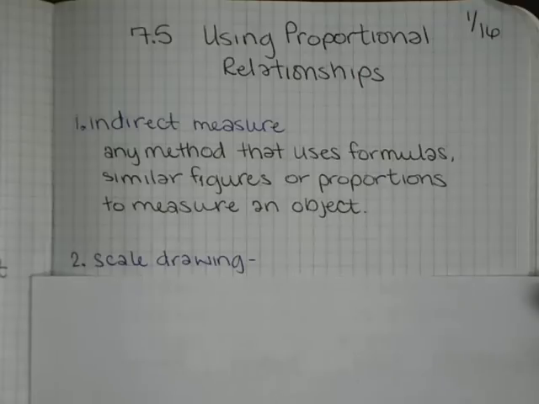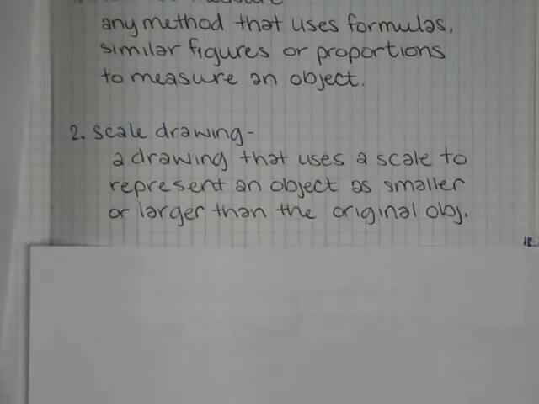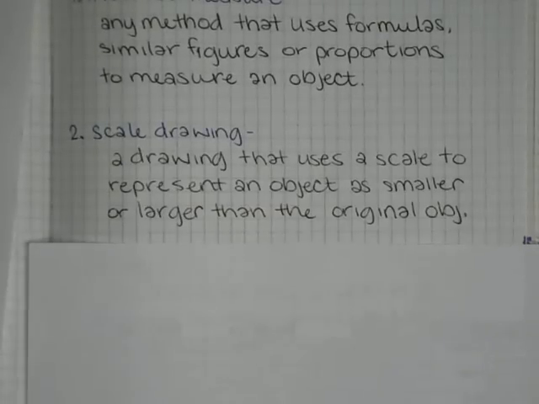All right. The second definition we're going to do is scale drawing. And we've seen scale drawing in the past also. So let's get a formal definition and then push play and we can talk about it. So scale drawing: a drawing that uses a scale to represent an object as smaller or larger than the original object. So if you think back to biology class and you look in your textbook and you're looking at a drawing of an atom or a cell, that's a scale drawing.